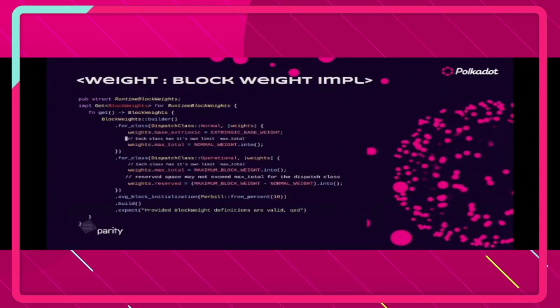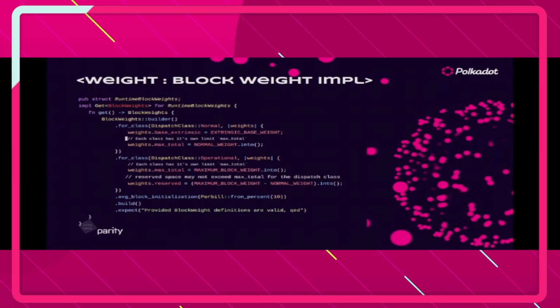All right, so let's look at a sample configuration right here. You can see we define a struct. We say this is RuntimeBlockWeights, and we define get BlockWeights. Remember, that's coming from the requirement from frame system. And we say, okay, for dispatch class normal, give this base weight. So for extrinsics, you would like to have a base weight.